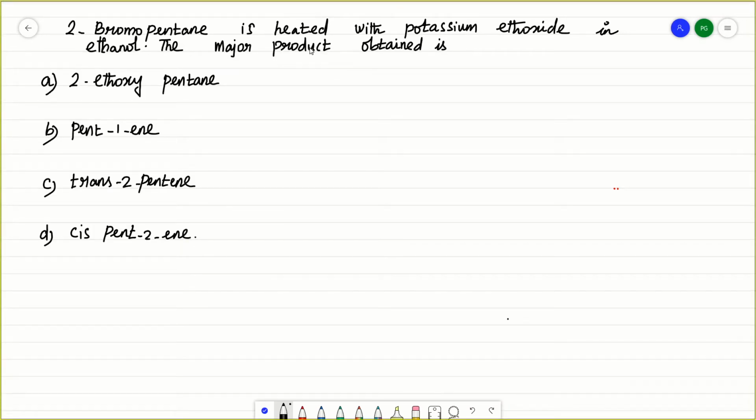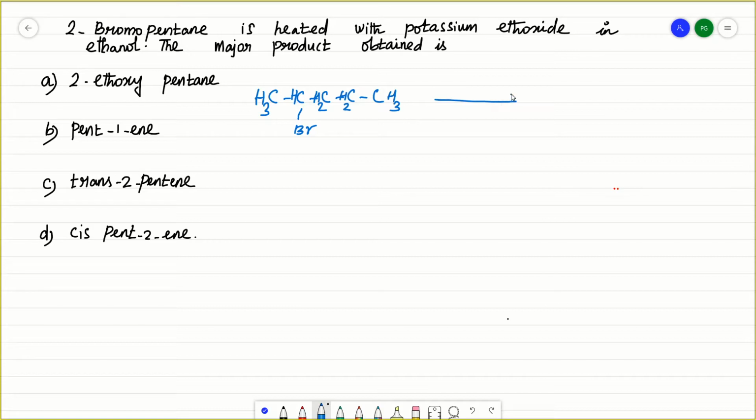2-bromopentane is heated with potassium ethoxide in ethanol. What is the major product obtained? So what is 2-bromopentane? Pentane means you have 5 carbons, this is 1 and 2. In the second position you have bromine. This is 2-bromopentane: CH3 and CH will come here. This is CH2, this is CH2, this is CH3. This is 2-bromopentane.